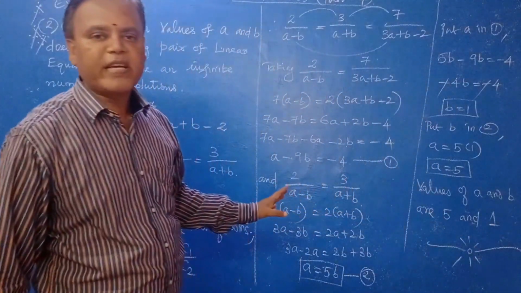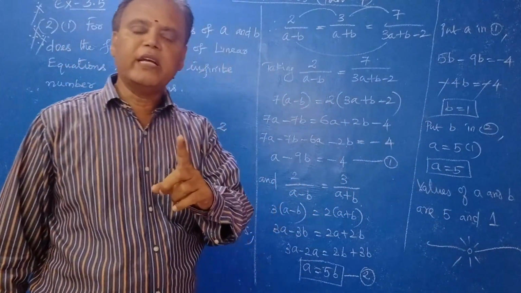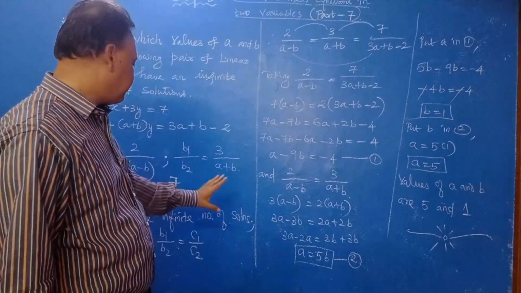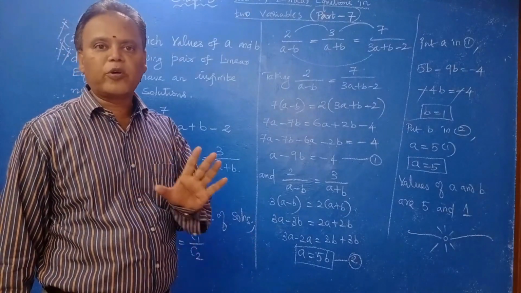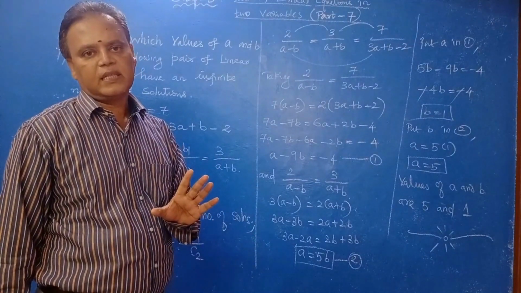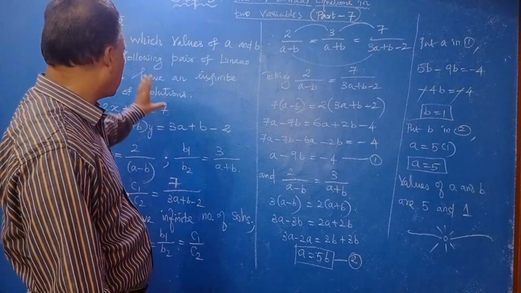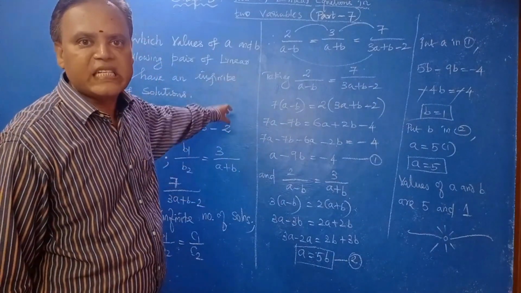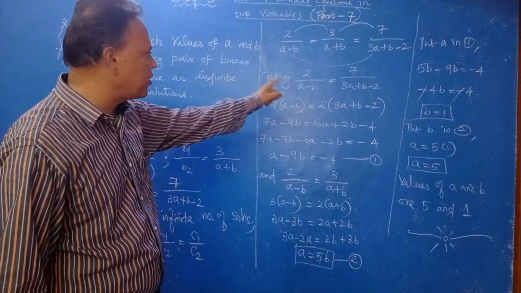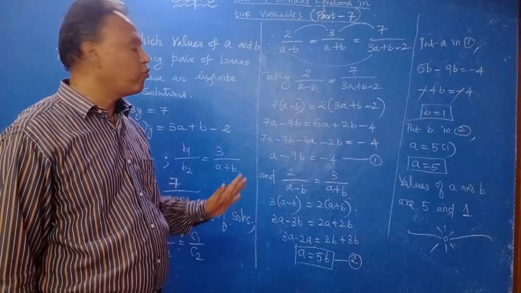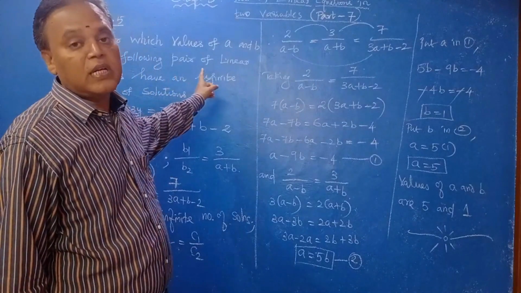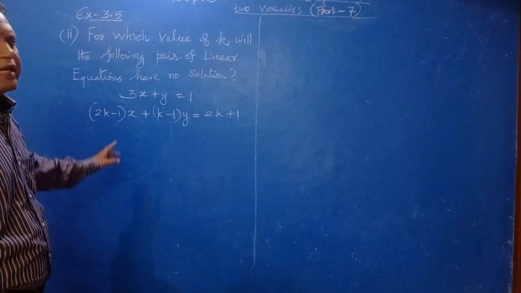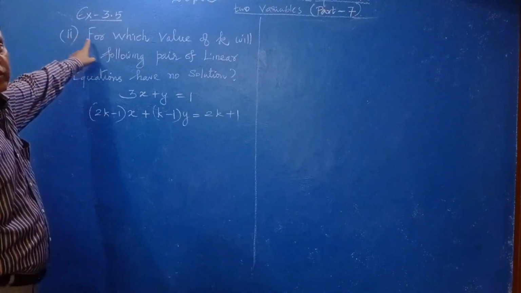Okay, like this we can easily do it. You have to apply only the condition for infinitely many solutions. You do not need to use the cross multiplication method. According to the problem, here they ask you to find the value of a and b. The condition is given, and you have to use that condition to find the a and b values. This is a very important problem for the CBSE exam. So practice well. You see the next problem, the second problem.